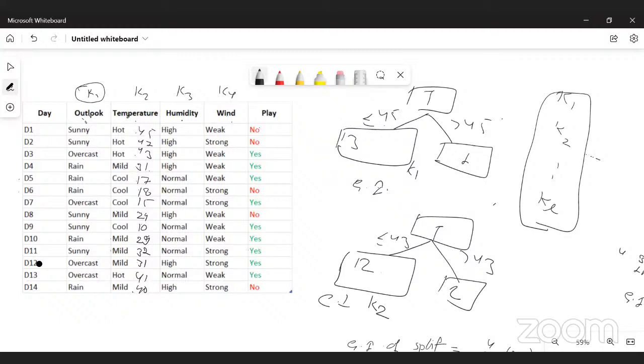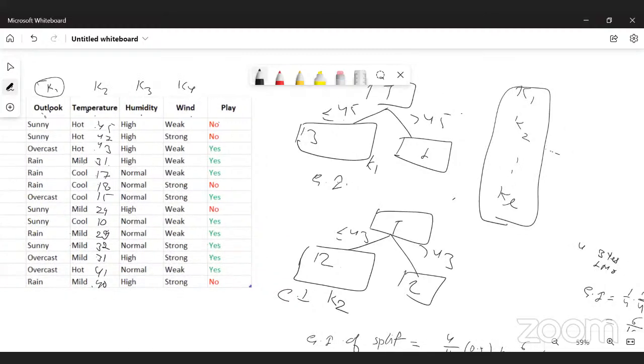So when will we stop, sir? There are some criteria. One is that you cannot split further, like in the case of a pure node. If you get a pure node, there is no need to split it further, because you will again get a pure node, since the same data points are there, and you can make the prediction in that node. And there may be some cases where there is no feature according to which you can split.